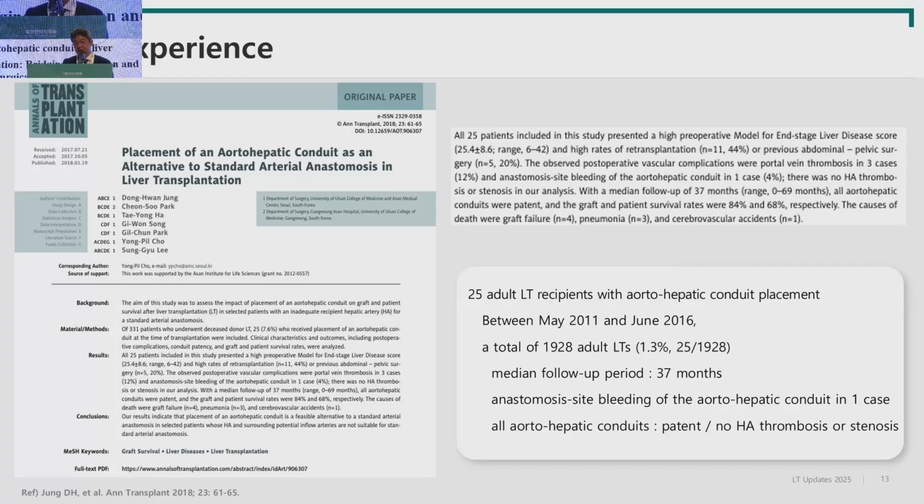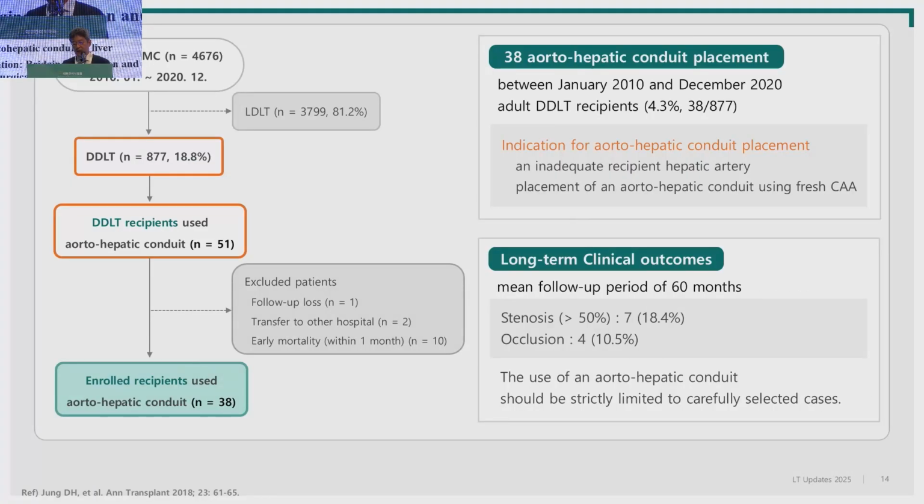Previously, we reported our results of 25 adult liver transplantation recipients with aortohepatic conduit placement. During the median follow-up period of 37 months, all conduits remained patent with no cases of hepatic artery thrombosis or stenosis.